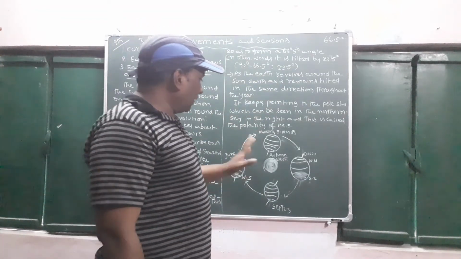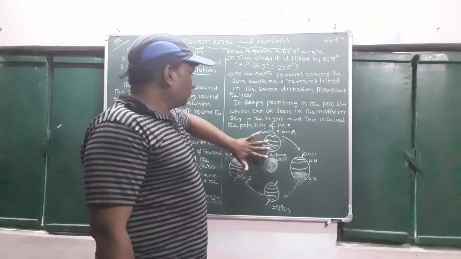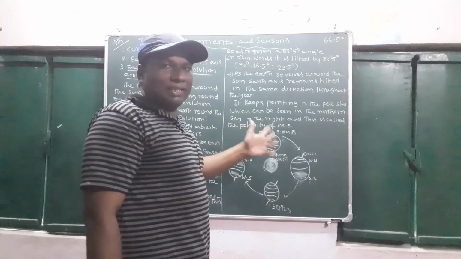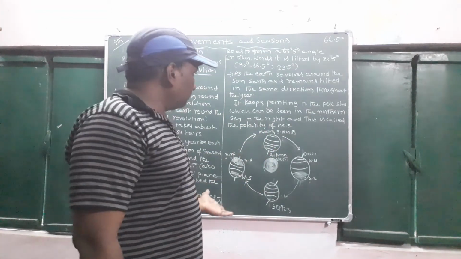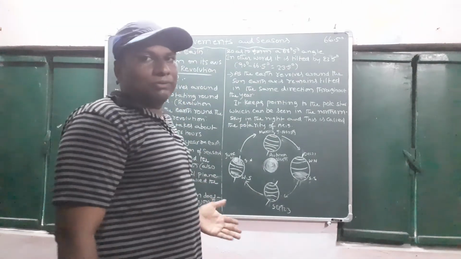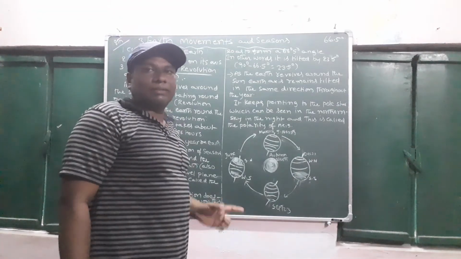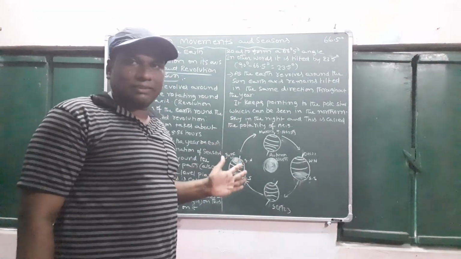Open your textbook. Once you go through your textbook, you will clearly understand this diagram by listening to this video. I think everybody understood. In this class, what I explained, mostly we concentrated on the revolution of the earth. Revolution causes seasons.